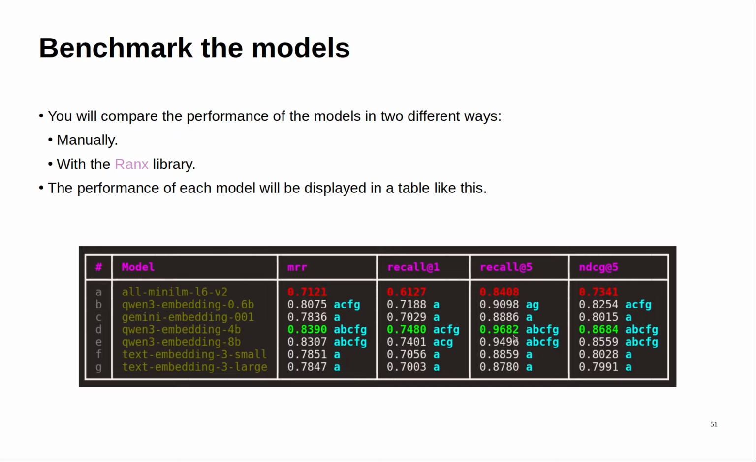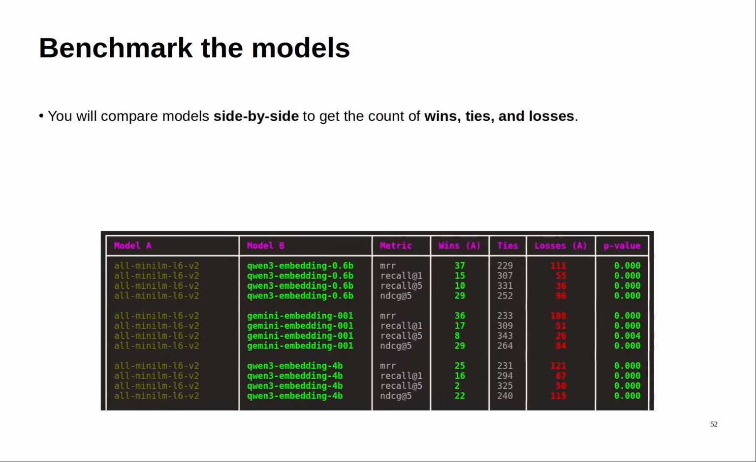And in the end, we'll see the best performing model and the worst performing model in this benchmark that I have created. And I will explain to you everything in this video. So don't worry about the letters that you see inside the cells. You will understand what they mean. You can also compare the models side by side to get a lot of information, like how many times a model wins against another, or how many times they tie, and how many times a model loses. And all this information we get thanks to Ranx.